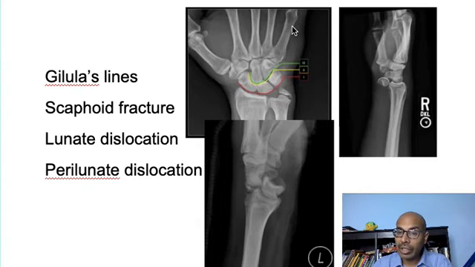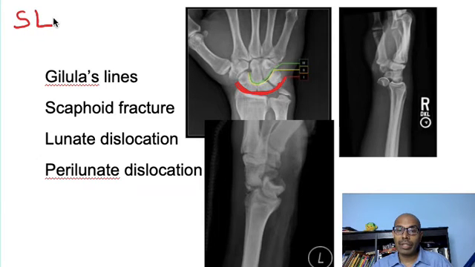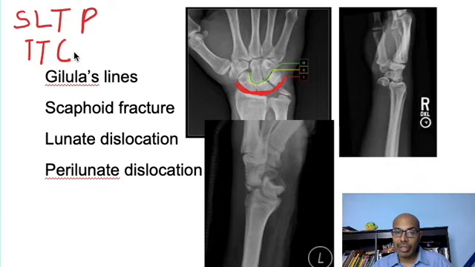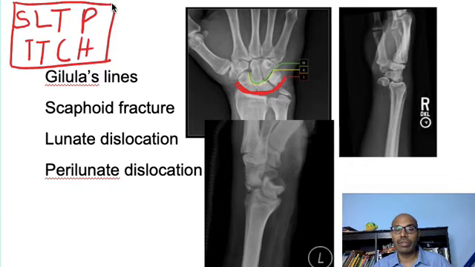So what were the other options in the question? One was Gilula's line. This is a normal wrist X-ray. In Gilula's line, there is a smooth curve in the proximal portion of the proximal carpal bones. What are the carpal bones? All of you know that. Scaphoid, lunate, triquetrum, pisiform. This is the proximal row. Then you have the trapezium, trapezoid, capitate, and hamate. What is the mnemonic? All of us know: She looks too pretty, try to catch her. That was the mnemonic that we learned during our MBBS days, and therefore it's a very simple one to remember. So it's SLTP, that is scaphoid, lunate, triquetrum, and pisiform in the proximal row, and trapezium, trapezoid, capitate, and hamate in the distal row.